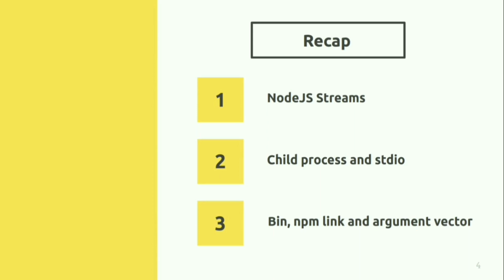Now let's recap what we have learned so far in the video. Firstly, we learned what Node.js streams are, what the different kinds of streams are, and why we use them. Secondly, we learned about child processes, how to spawn one, and how to relate its standard input output with the main process's standard input output. Thirdly, we learned how to create a binary out of your node file and how to create the bin field inside the package.json, and to test it, how to link it to the global folder using npm link. We also learned what we get in the argument vector and how to pass arguments.